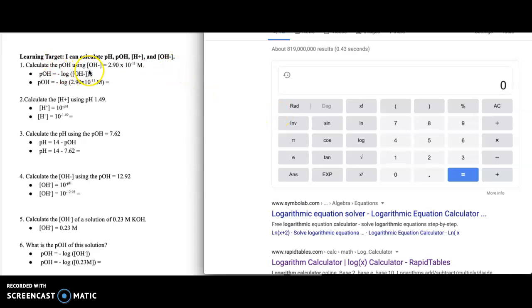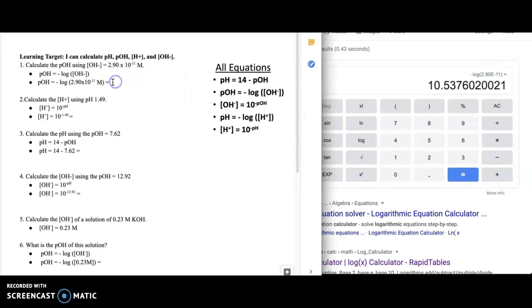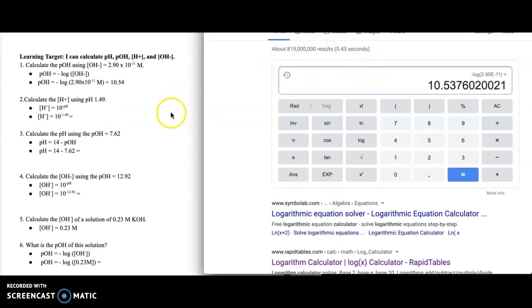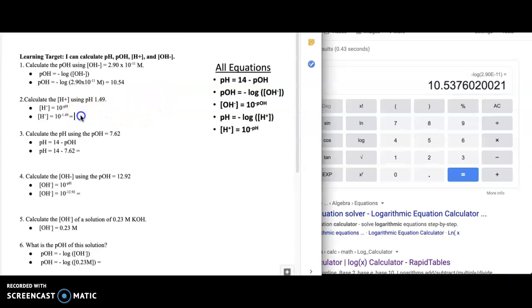So calculate pOH using OH minus, or pOH is negative log of that. So I literally over here hit negative log 2.90 exp negative 11 is equal to 10.54. And remember, the EE key is really helpful. I just Googled logarithmic calculator on Google to get this. Calculate H plus there, so I'm typing in 10 to the negative 1.49.